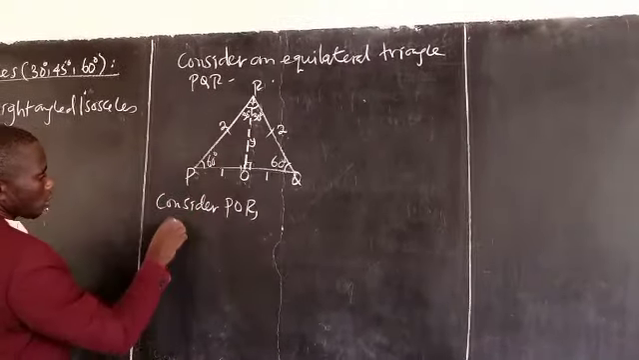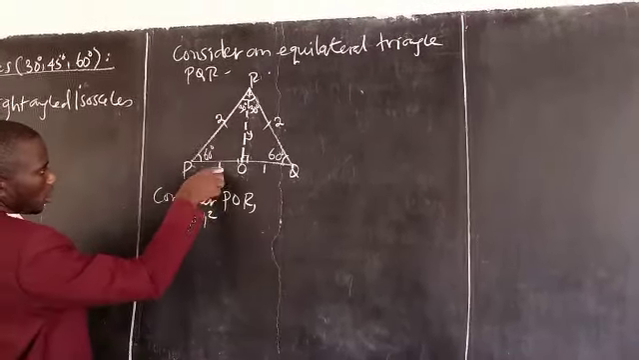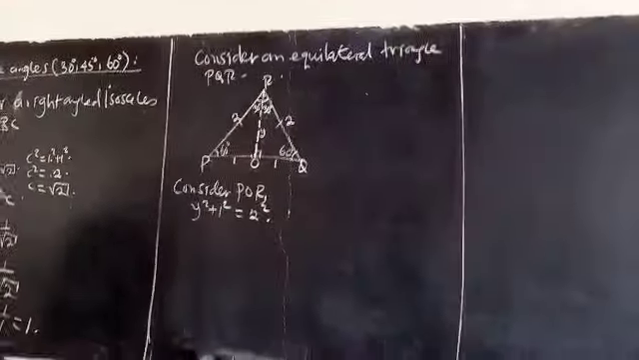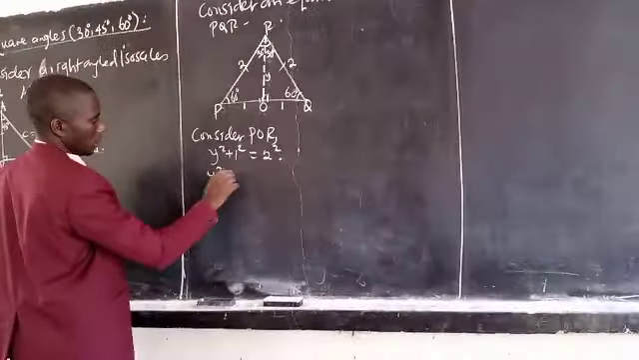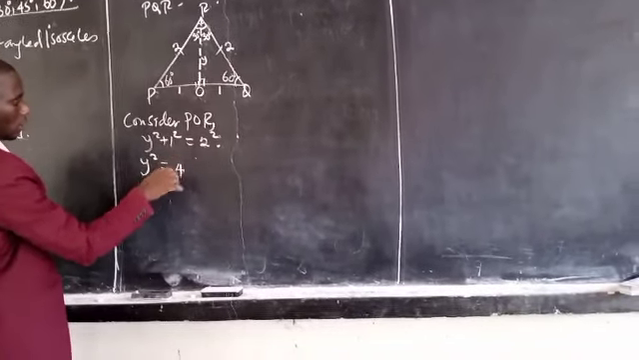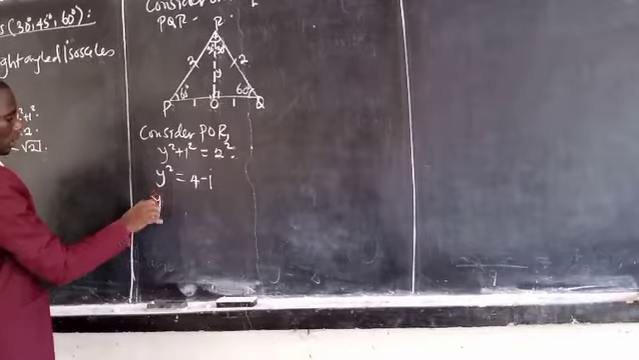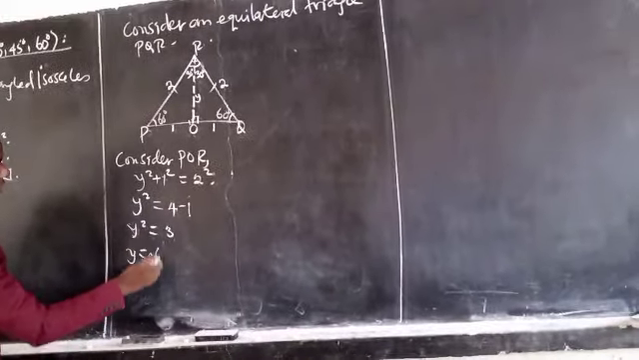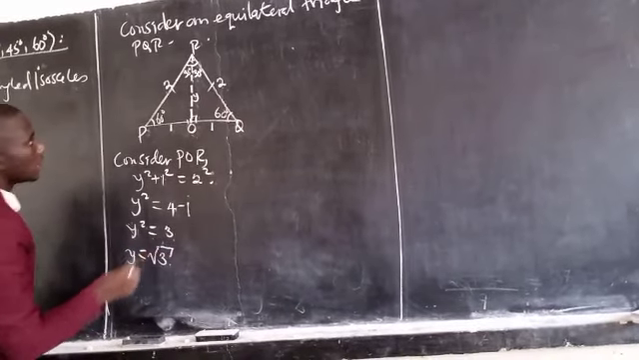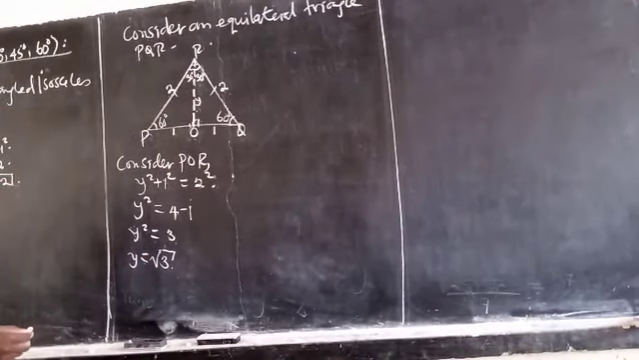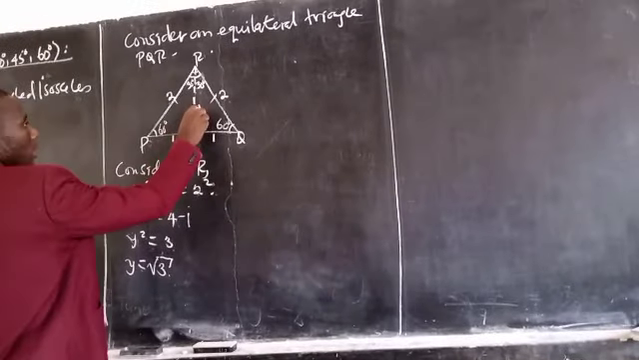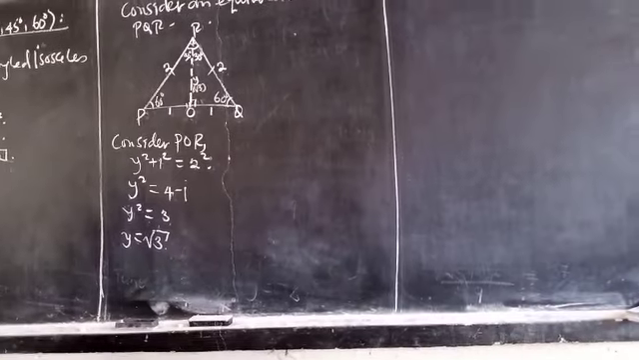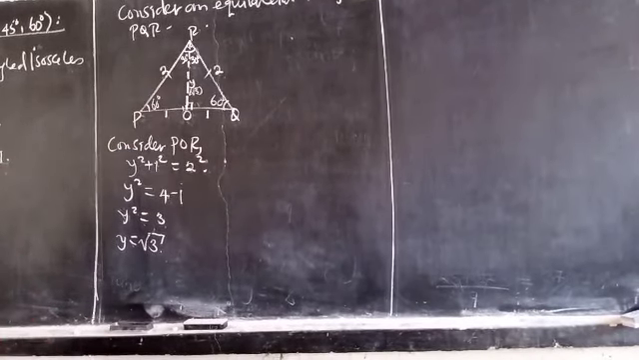So, y squared plus 1 squared equals 2 squared. And this is y squared equals 4 minus 1, and y squared equals 3. So what's y? y is the square root of 3. So this one has become root 3. Can we get all that we want? Let's go. We have a 30 and a 60.